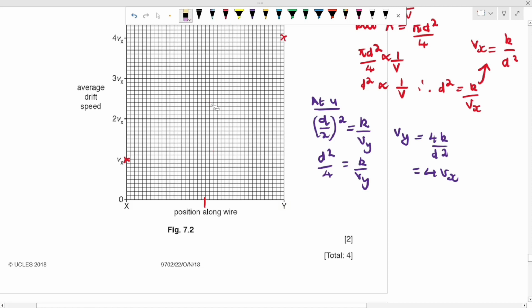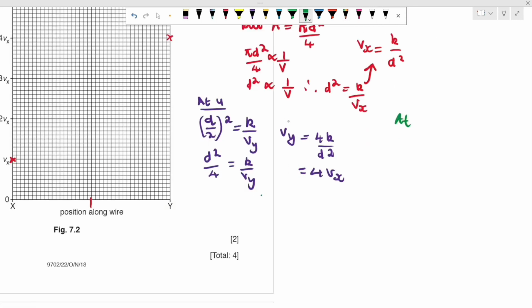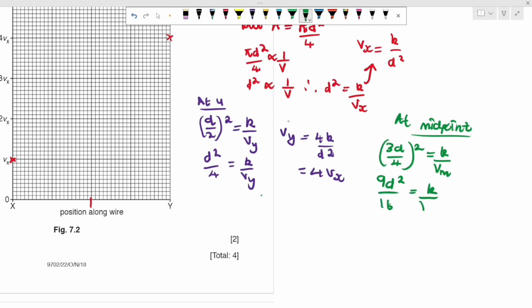Okay, so we're going to go at the midpoint. And you know this, guys, the midpoint of 1.5 is actually 3/4. Because 3/4 is in the upper half, so we're going to have 3d over 4, all of that squared, being equal to k over vm, the mid. So here we're going to have 9d squared over 16, being equal to k over vm. So vm is just going to be 16 over 9 k over d squared.